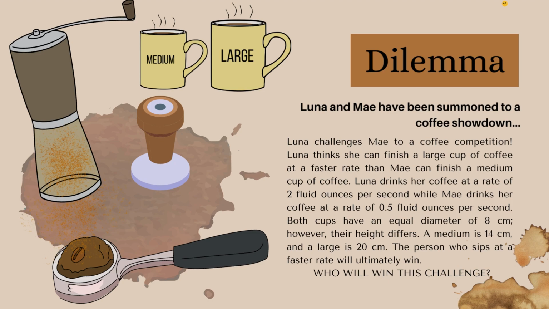Both cups have an equal diameter of 8 centimeters, however, their height differs. A medium is 14 centimeters and a large is 20 centimeters. The person who sips at a faster rate will ultimately win. Who will win this challenge?